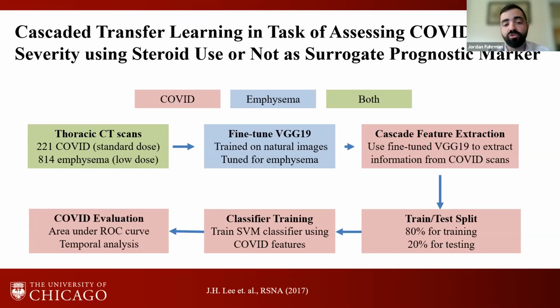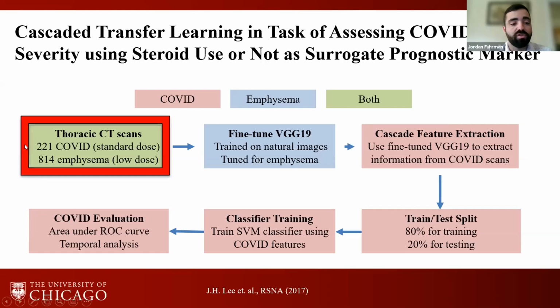And then what we assume is that the parameters that are learned for that model will also be useful for the application in medical imaging. And so that's exactly what we've done here. So we took our COVID-19 data, which was 221 CT scans, as well as an additional data set from a prior study of 814 low-dose CT scans that were required for evaluation of emphysema.